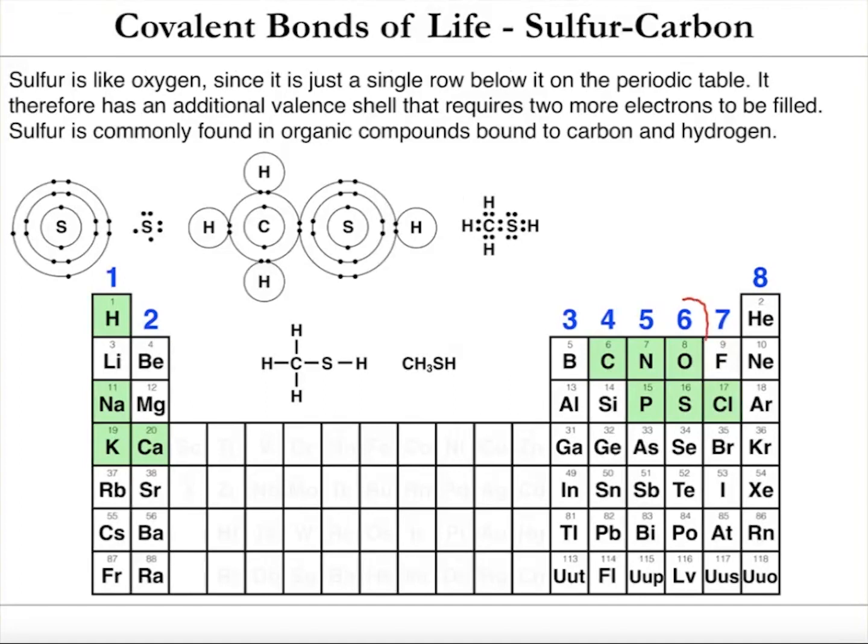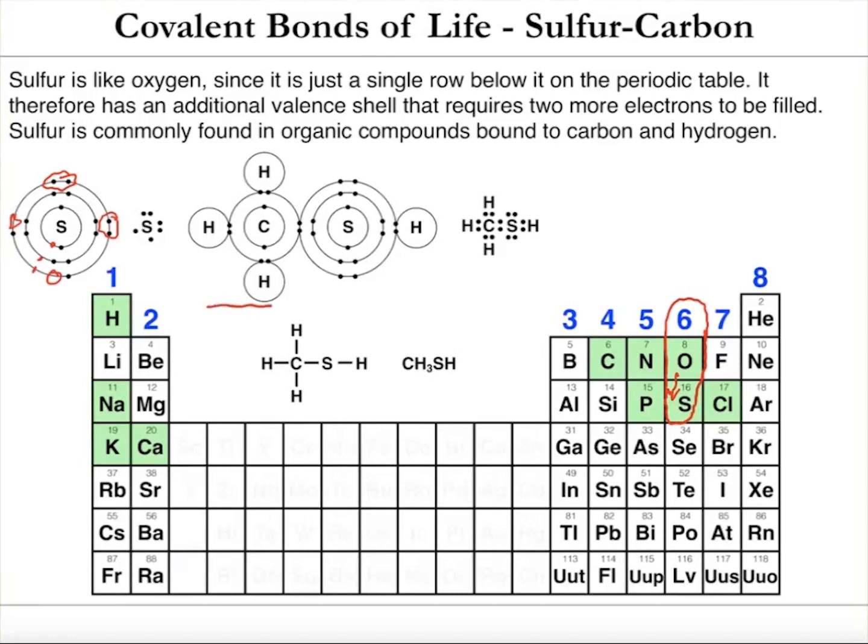So you can see that sulfur is in the same exact group as oxygen, just 1 row below. That means it has 1 valence shell, 2 valence shells, and then a 3rd valence shell. But that 3rd valence shell is going to look a lot like oxygen, where it has these 2 lone pairs, and then it needs 2 more electrons to fill the octet rule. So it's going to behave very similarly compared to oxygen.